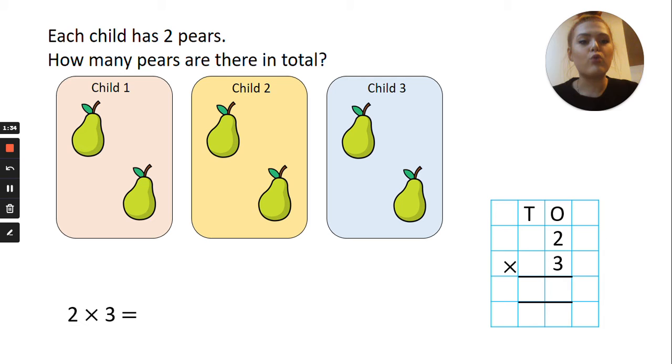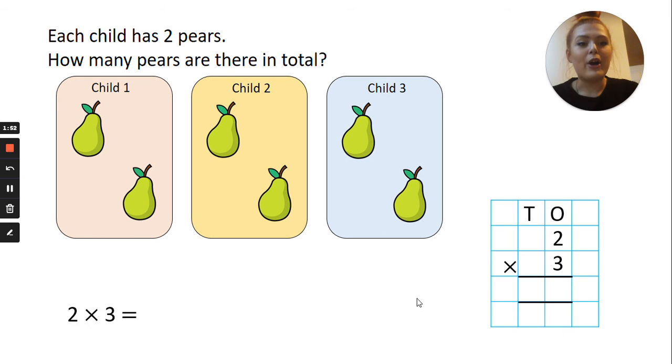And then we draw 2 nice, neat, straight lines. You need to draw these with a ruler. If you don't have a ruler, find a straight object in your house that you can use. The edge of a book or a DVD would work really well.